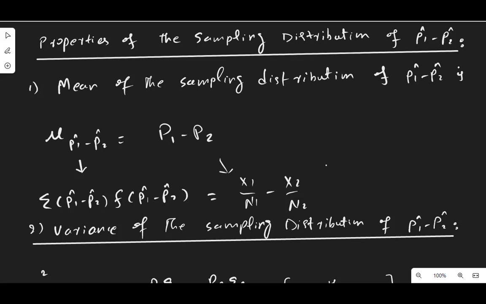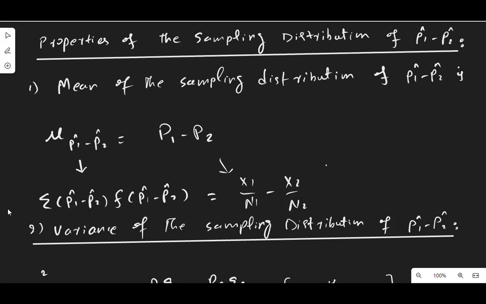it is denoted by mu of P1 hat minus P2 hat, and it is always equal to the difference between the population proportions. And if you want to verify this, you can calculate the left hand side and the right hand side for this equality. The left hand side can be calculated by the summation of P1 hat minus P2 hat times the probability of P1 hat minus P2 hat. And on the right hand side, P1 is given by x1 divided by n1, P2 is given by x2 divided by n2, where x1 is the number of successes in population 1 and n1 is the population 1 size, and so for the second population.